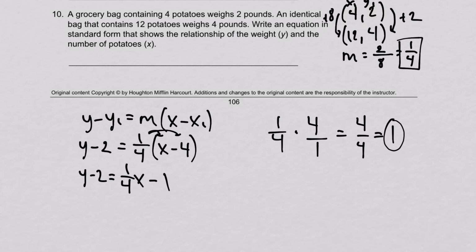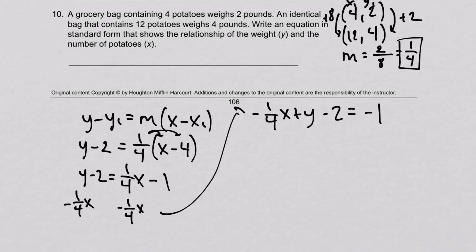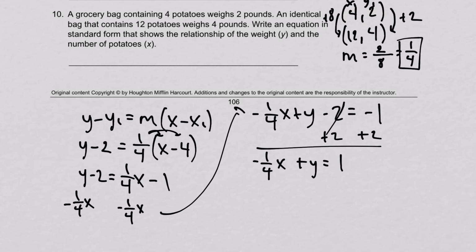Okay, now we want it in standard form, not in point slope form. So I'm going to put the x and the y together, subtract 1 over 4x from both sides. Now I'm going to continue over here. It's going to be negative 1 over 4x plus y minus 2 is equal to negative 1. Next, I'm going to kick out the 2 by adding 2. Negative 1/4 x plus y equals 1. Negative 1 plus 2 is 1.